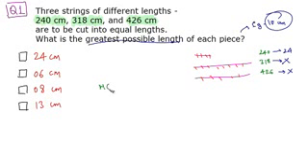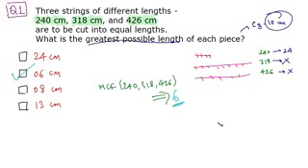So HCF of 240, 318 and 426. Now you all know how to calculate the highest common factor of three numbers. So to save time, I have already calculated the HCF of these three numbers, and this comes out to be 6. So our correct option is option B, 6 centimeters.